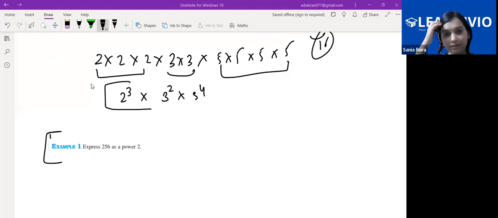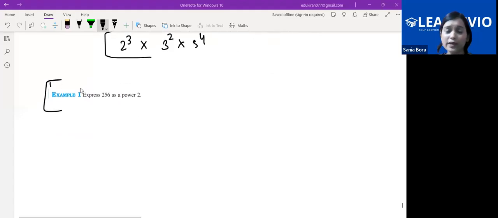Ma'am, I studied this chapter 2 years ago. Okay, so then do this example one. Then I don't think I need to. Ma'am, 16. You don't have to tell me the answer. Just write, like everybody else is doing. Ma'am, I've done it from the R.D. Sharma book.